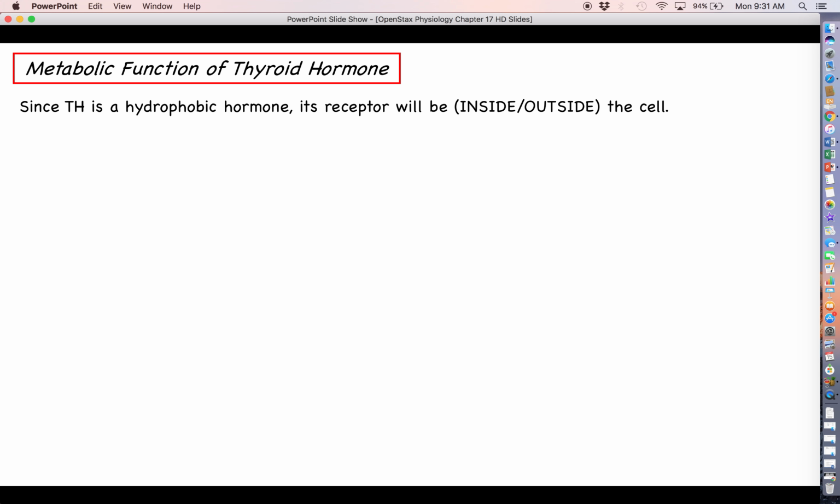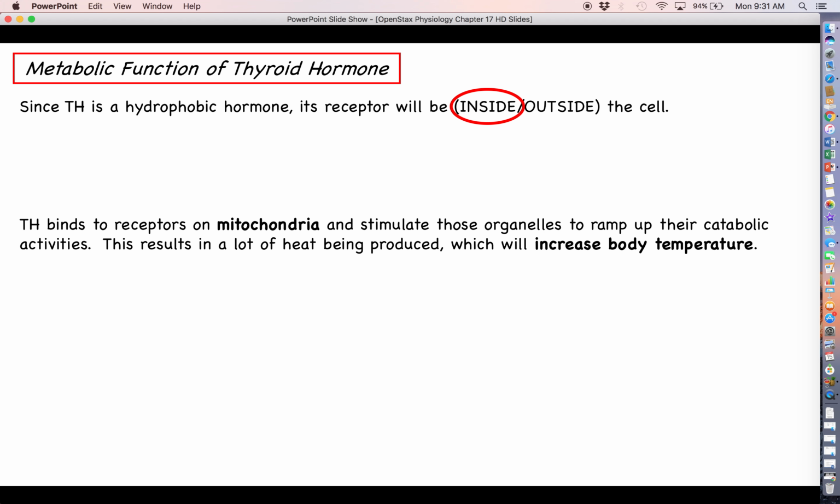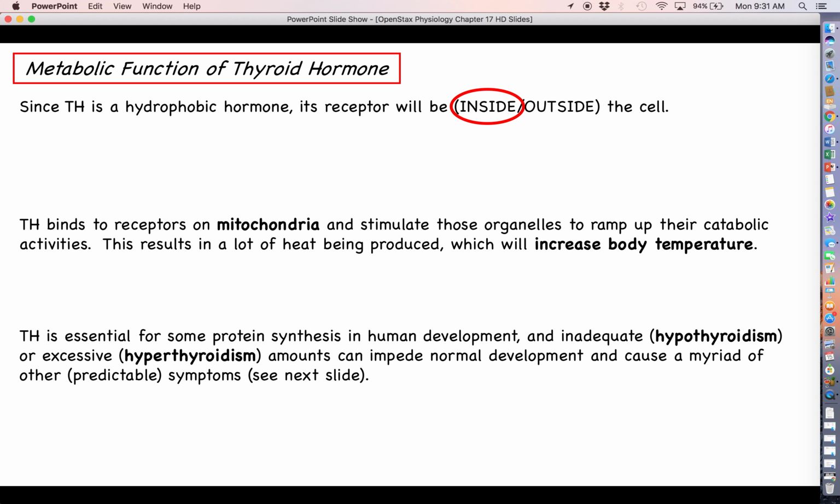So just to kind of shore up some of the things that we just mentioned, because thyroid hormone is hydrophobic, its receptor will definitely be inside of target cells all over the body. Thyroid hormone binds to receptors on mitochondria and will stimulate those organelles to ramp up their catabolic activities, so cellular respiration and the like. This will result in a lot of heat being produced, which will increase body temperature. That's an important point for later.